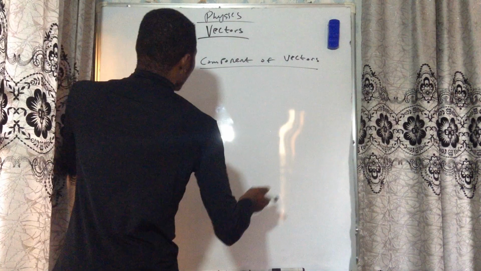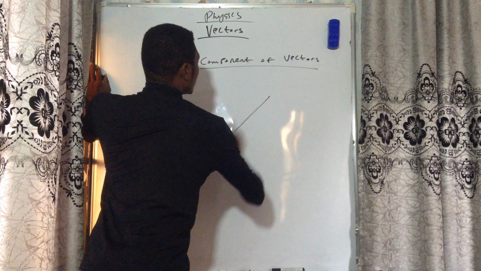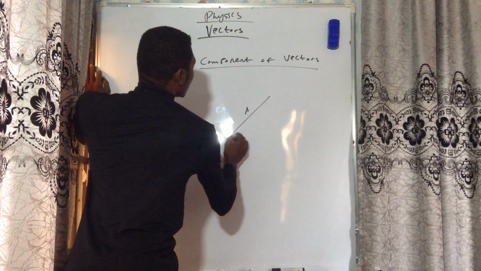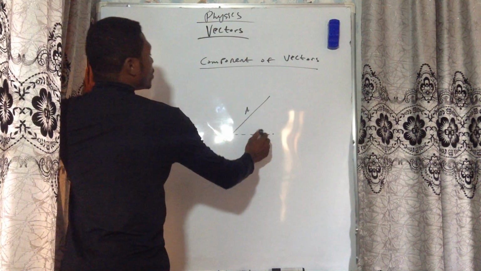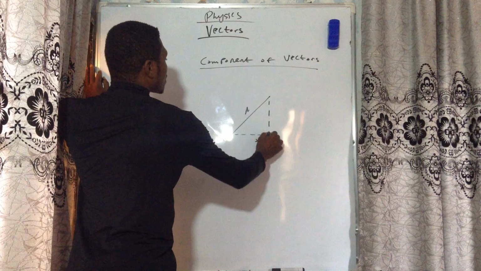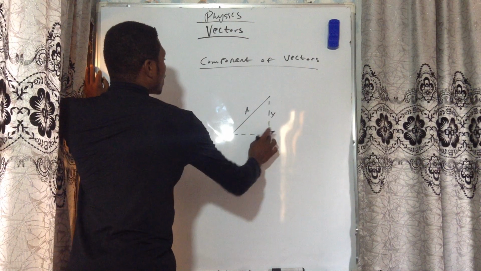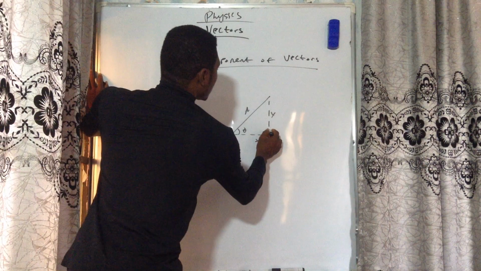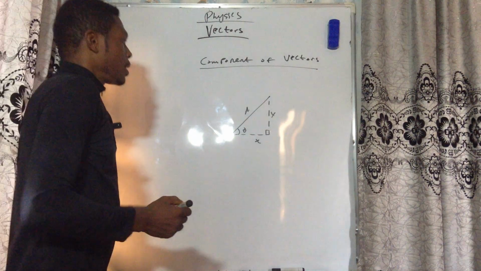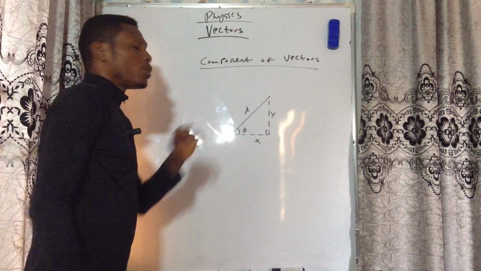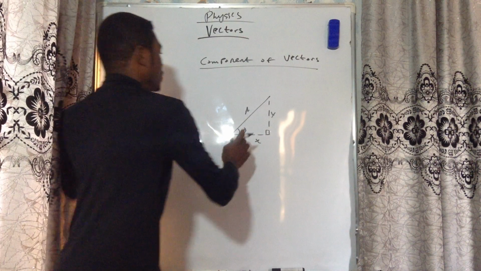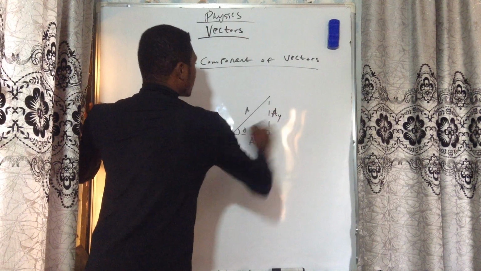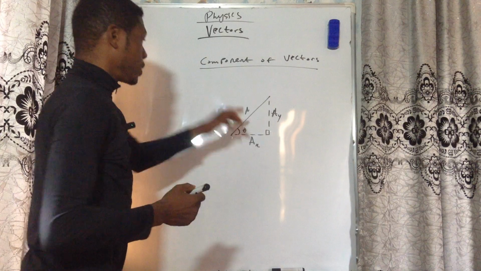So now, this is a vector. Let's say this vector is A. Now, this A has components. This is the horizontal component X. This is the vertical component Y. Now this is the angle. Remember, this is a right angled triangle. Now to find the horizontal component, let me just call this one AX and this one AY, because they are components of vector A.